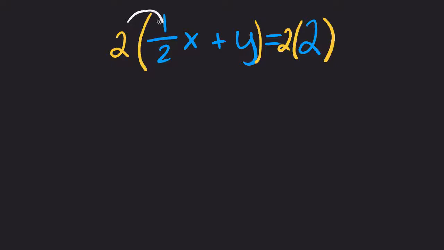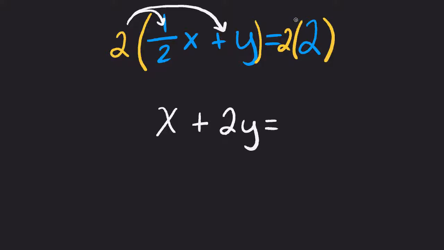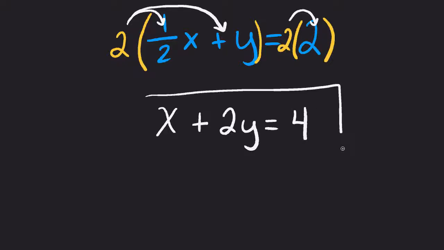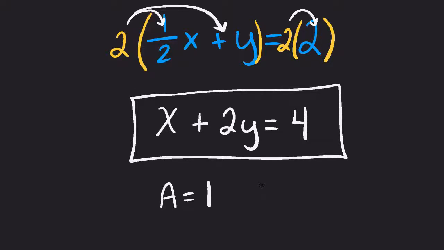If we multiply it here, 2 times 1/2 would be 1. Plus, we distribute that out: 2 times y would be 2y. And on this side, we did 2 times 2 because we're multiplying both sides by 2, so that gives me 4. If I want to write the 1 there, I can. But if not, that is now considered standard form where a is equal to 1, b is equal to 2, and our c value would be 4.